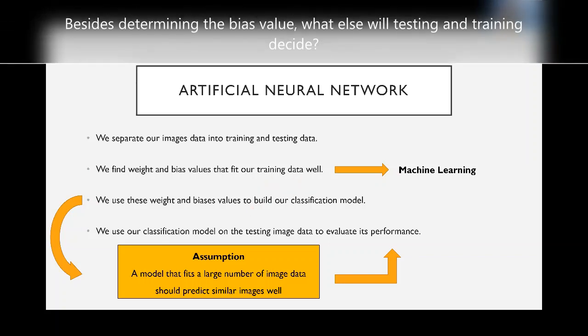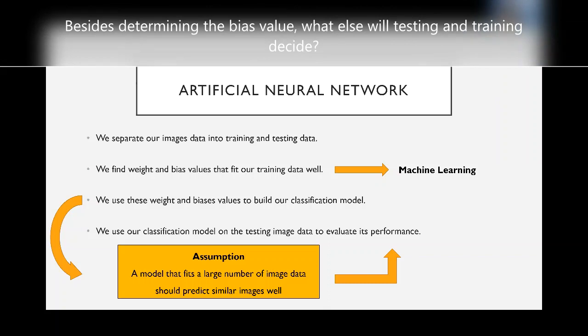Okay, we have one question here. Besides determining the bias values, what else will testing and training decide?